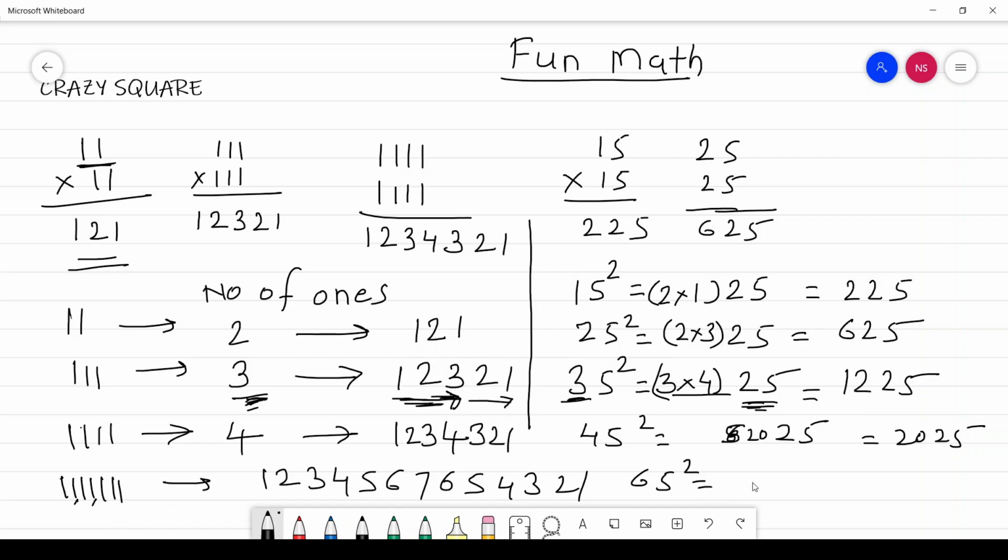What will be 65 square? It will be 25 and 42, so 4225. So friends, this is how you can calculate squares of 11, 111, 1111 and the numbers which are ending with 5. Friends, one more crazy square we will see now. It's the square of numbers which are close to 100. Friends, 101 square.